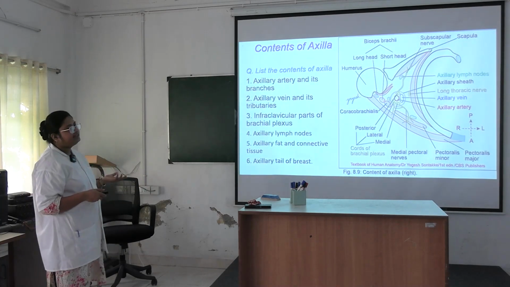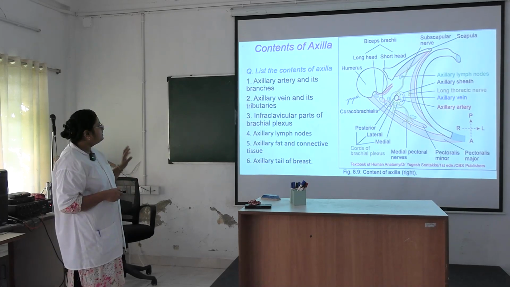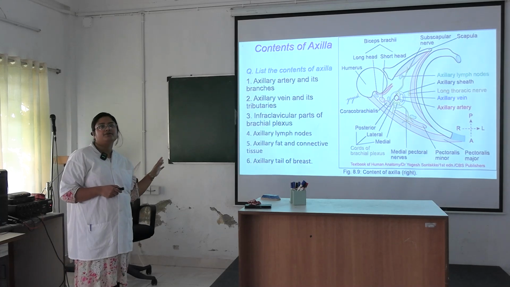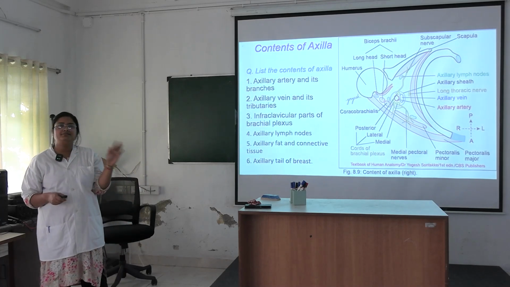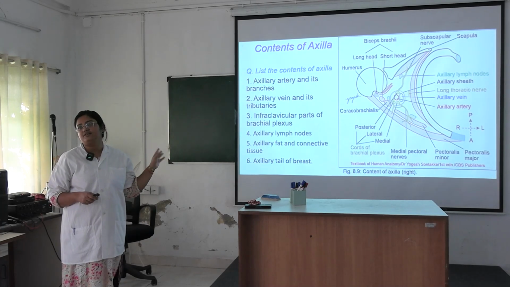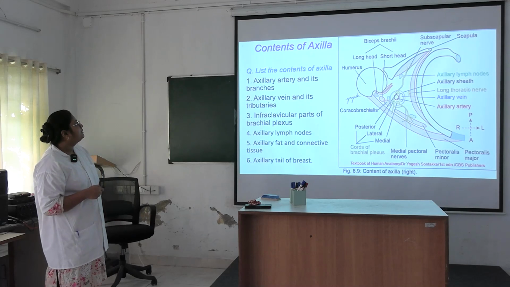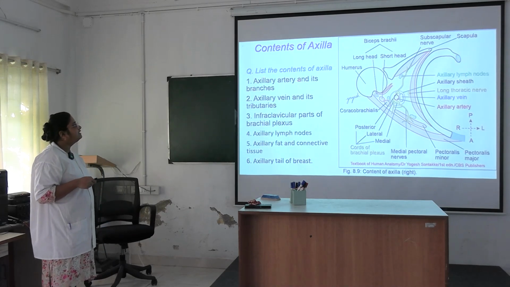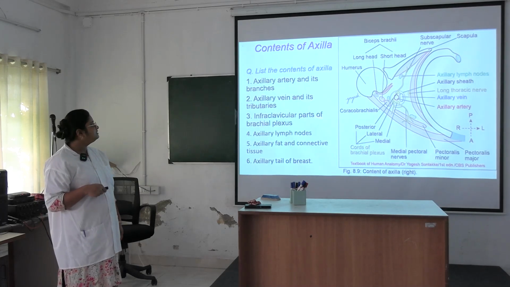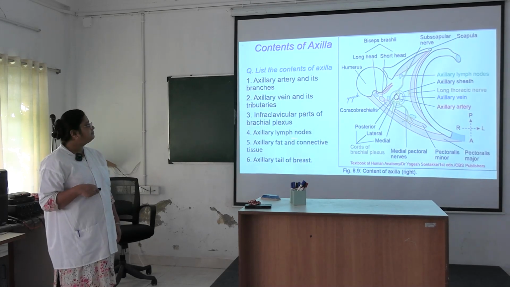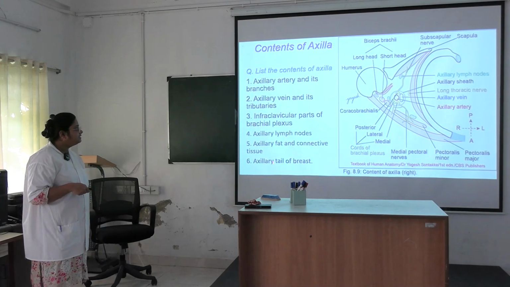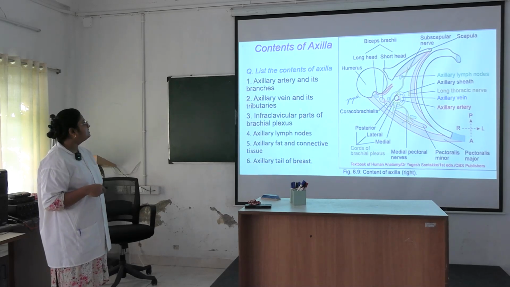Now we go to the contents of the axilla. Contents also come as a long question. Axilla is very, very important for long questions. Axillary lymph nodes are a very important long question, and these boundaries and contents can also come as a long question. The contents of the axilla are the axillary artery and its branches, axillary vein and its tributaries, infraclavicular part of the brachial plexus, axillary lymph nodes, axillary fat and connective tissue, and axillary tail of breast. So these are the contents.